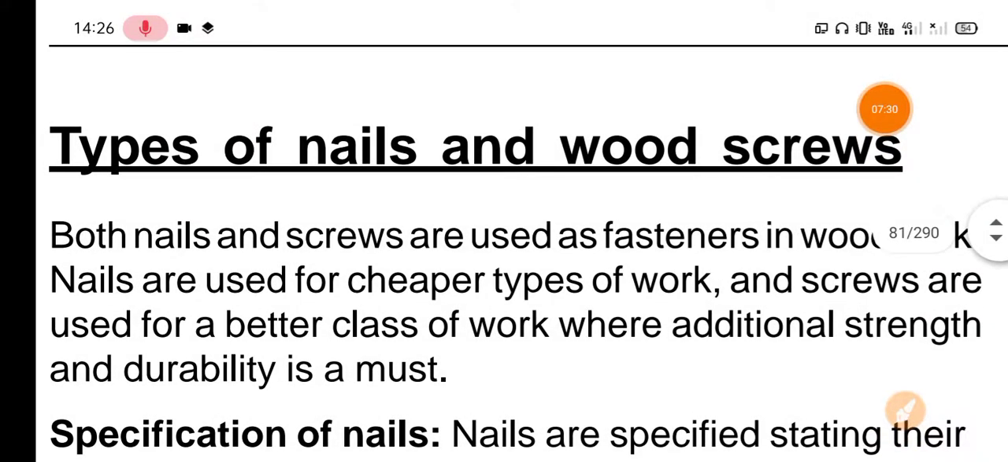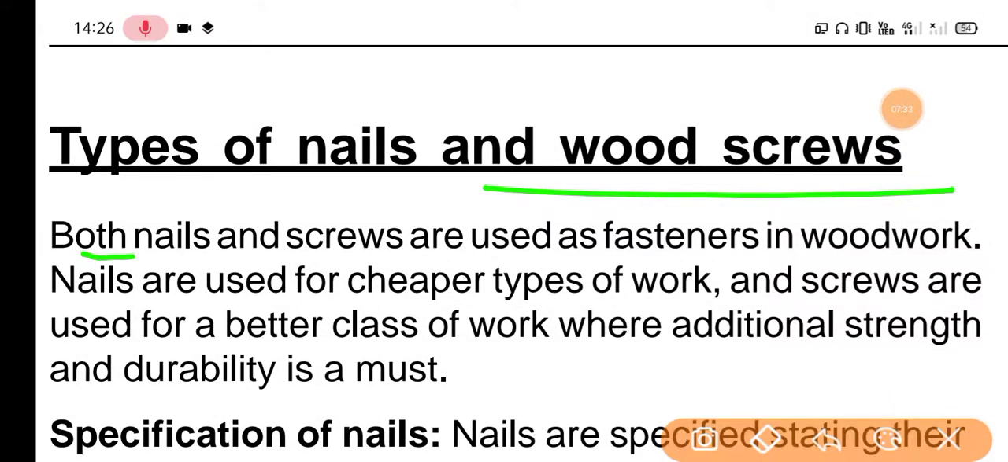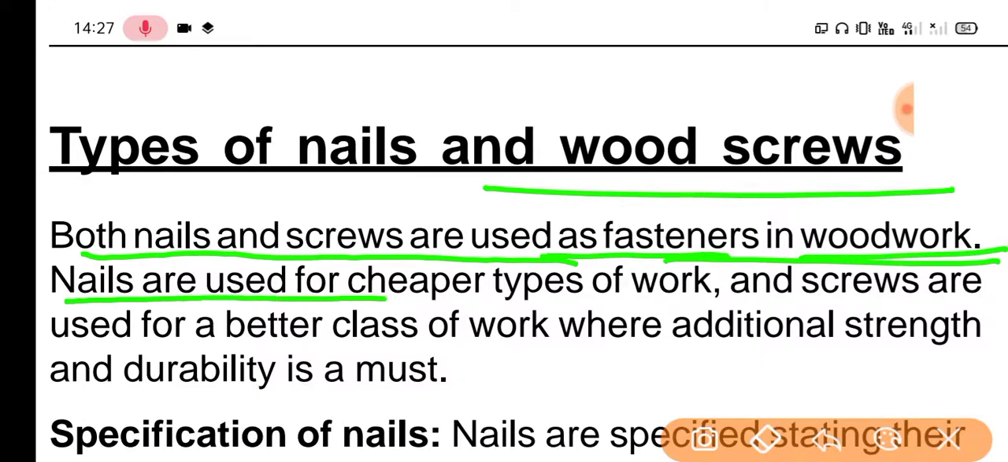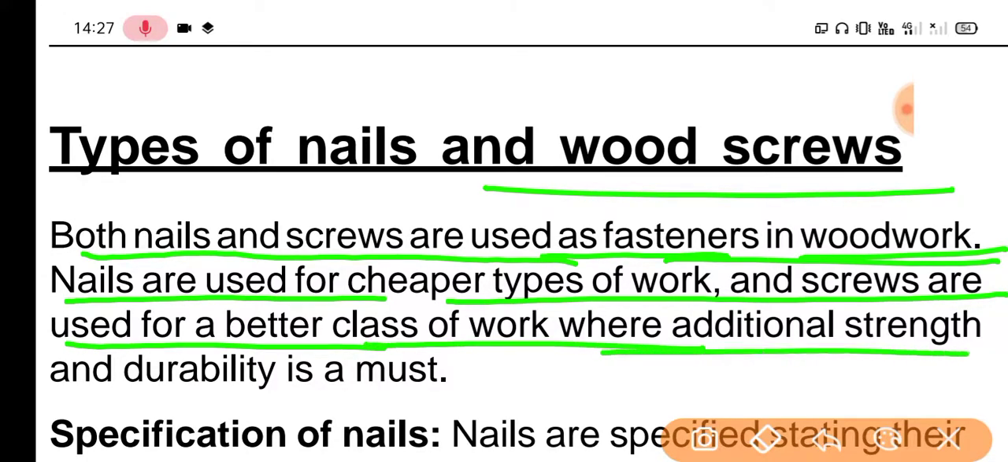Types of nails and wood screws. Both nails and screws are used as fasteners in woodwork. Nails are used for cheaper types of work, and screws are used for better class of work where additional strength and durability is a must.